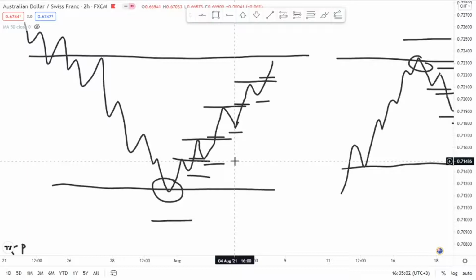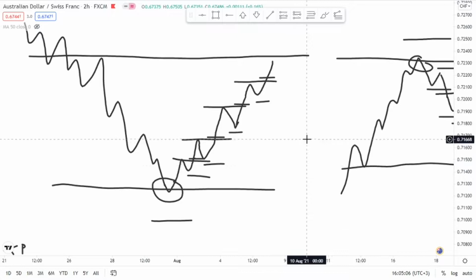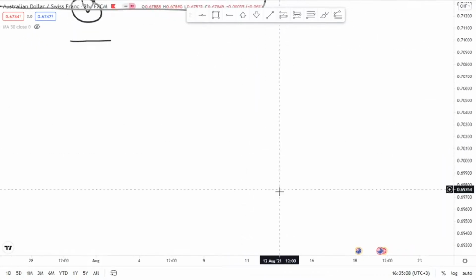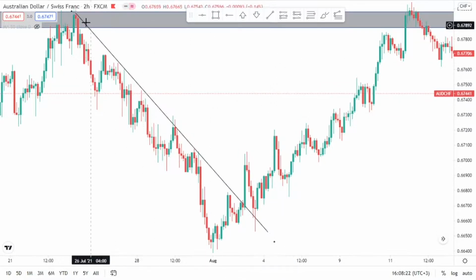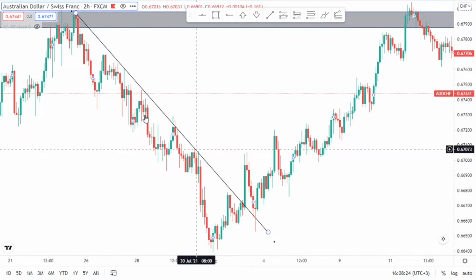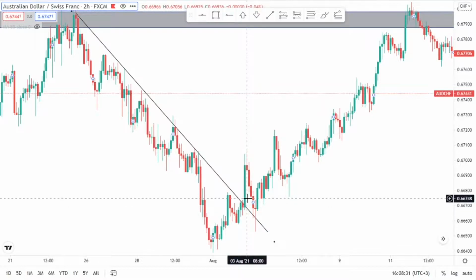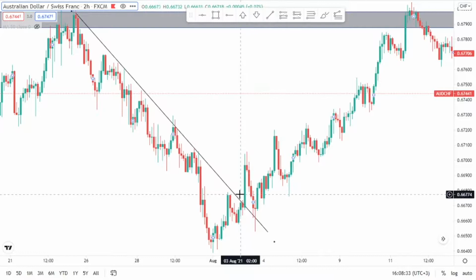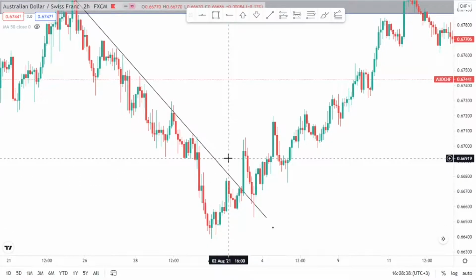Okay, let me show you a live example so that you can grasp it a bit more. Here we have the AUD CHF 2-hour chart. Right here we have this downtrend, and we also have this trend line. Let's say you are looking for an entry after the break of this trend line, and remember, it doesn't have to be just this strategy, this method that I'm using. You can use any other strategy of your choice. I'm just using this as an example.